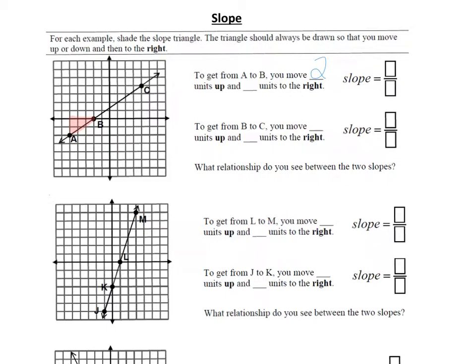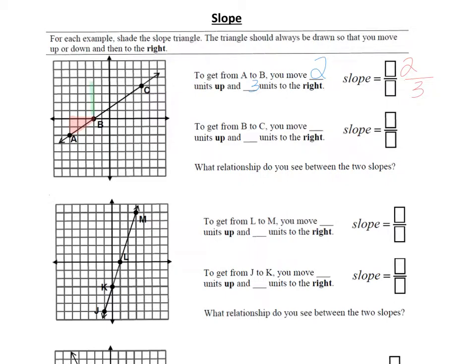And you're going to move 1, 2, 3 units to the right. So therefore our slope is 2/3. I can't write small enough to fit it in the boxes, so I'm just going to write it beside it. Now let's take a look at another example with BC.